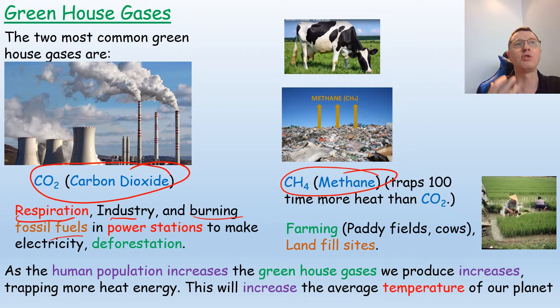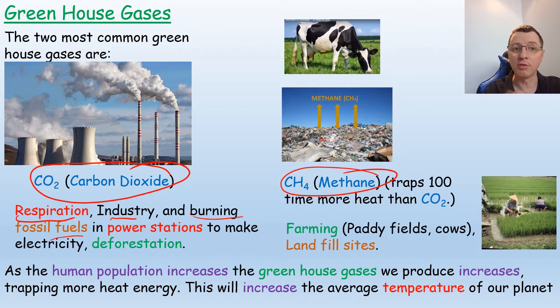Deforestation is cutting down trees, removing the ability of the trees and the plants to remove carbon dioxide from the atmosphere. But often we're not just cutting down these trees, but we're burning these trees also. So again, we're increasing the amount of carbon dioxide in the atmosphere.